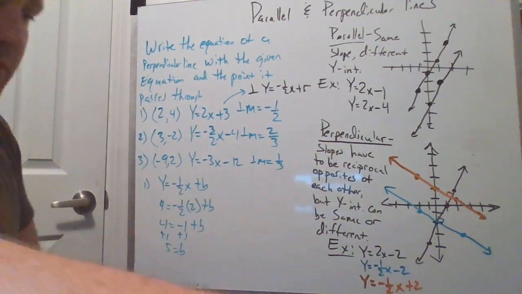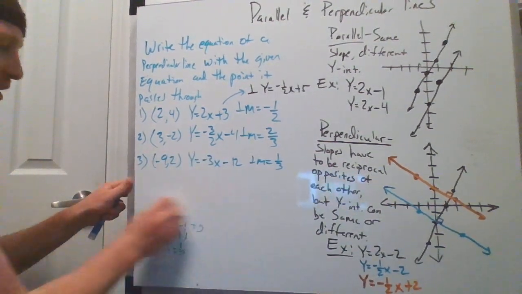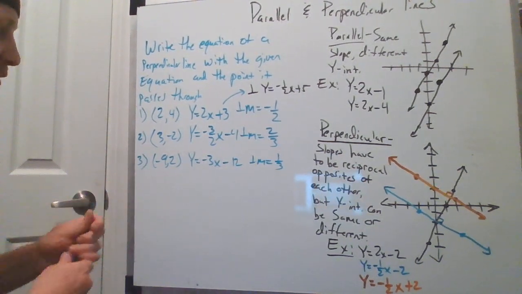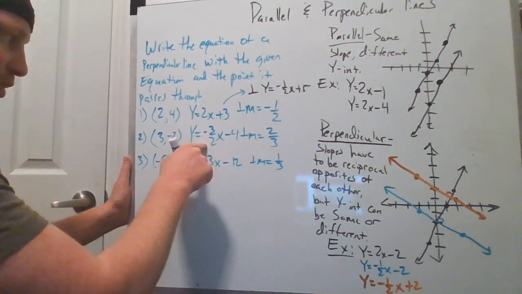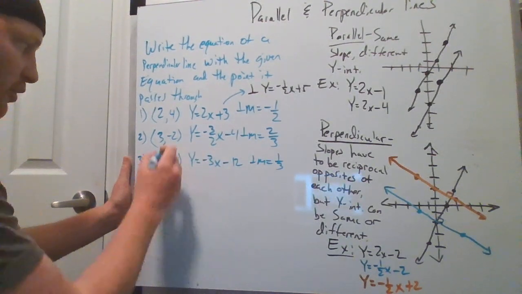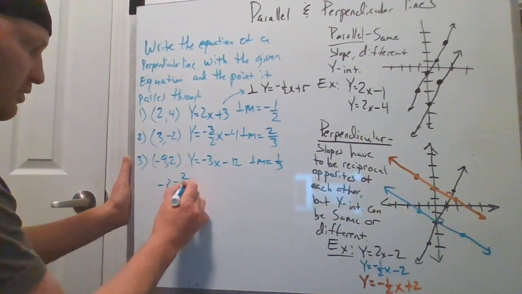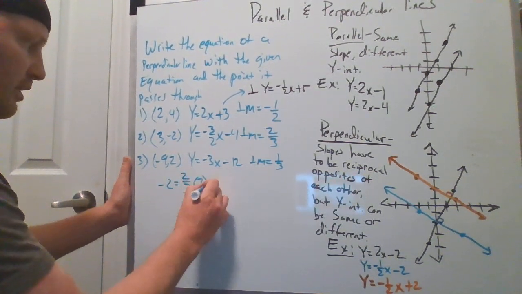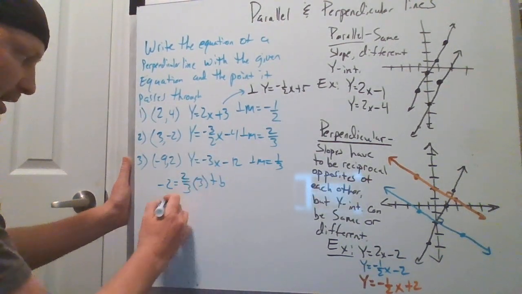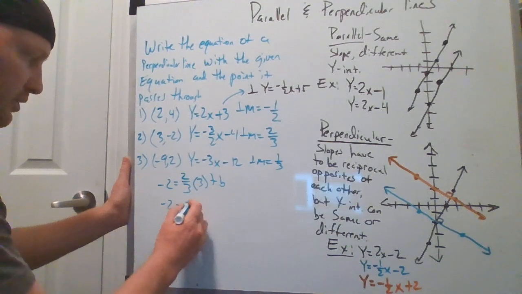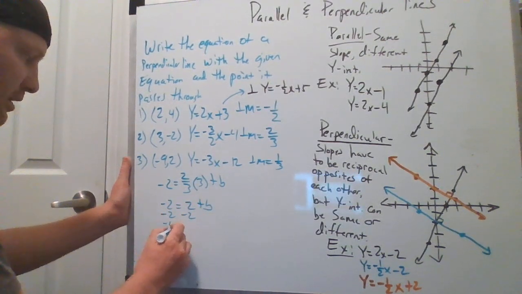All right, doing the next one. Pause me when you need to write this down to understand what I'm doing, why I'm doing it. Next thing, I know the perpendicular slope for this one has to be 2/3. So I'm going to rewrite this with y is -2 = 2/3 times 3 + b, okay? The 3s cancel. -2 = 2 + b, minus 2, minus 2.